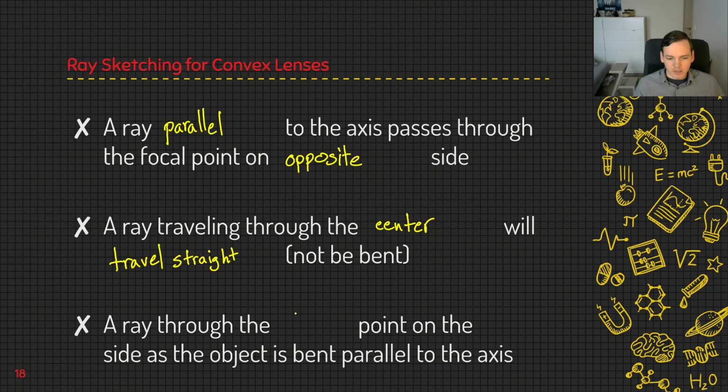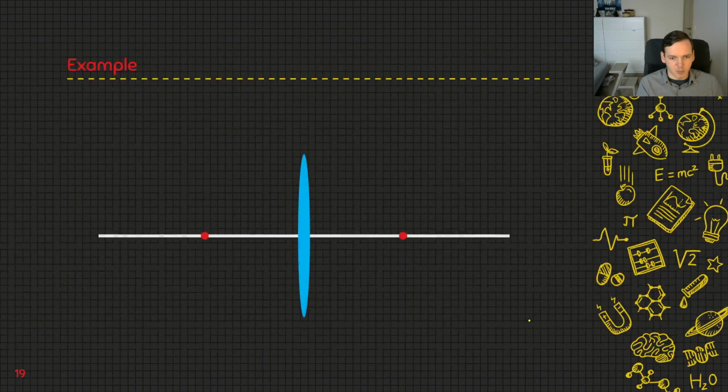And then a ray that is traveling through the focal point on the same side as the object will get bent parallel to the axis. These are kind of weird to think about or just read here, so let's go through an example.